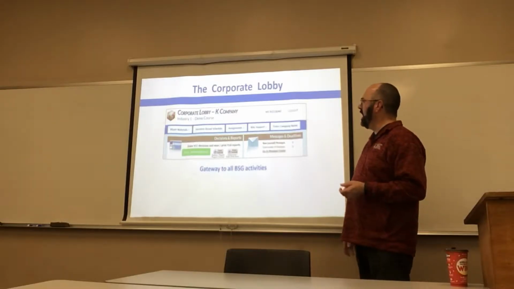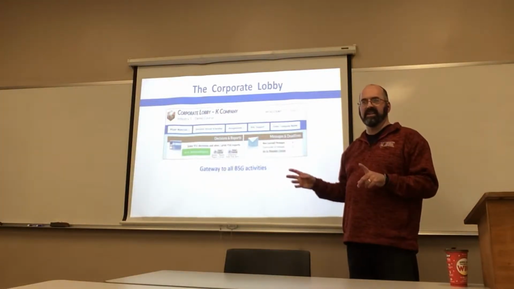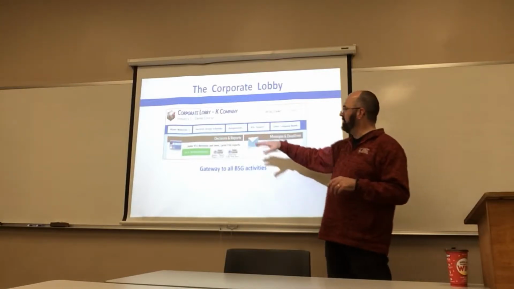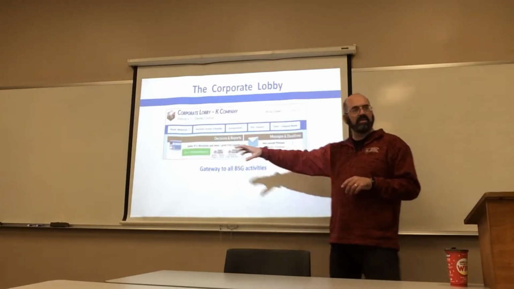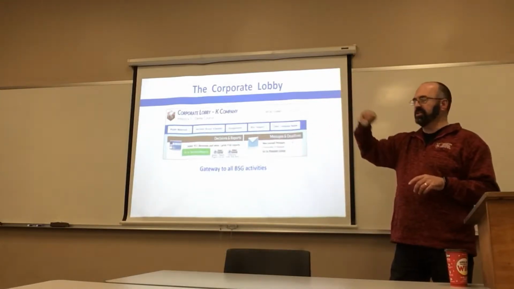In the corporate lobby, it may or may not look like this any longer. They updated it in 2019, but the information's still there. You'll have a decisions and reports area. That's usually at the beginning. I think it's at the very top of yours now. Yeah, it just says go to decisions.